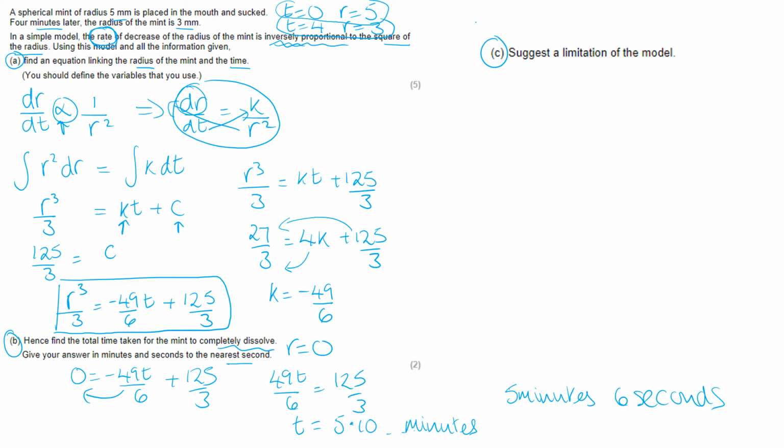So that's one limitation. Another one, it doesn't take into account the way people eat the mints. Some people might bite them and then you'd have no radius. So just thinking a little bit about this model being simple and what could happen and the limitations. There would be quite a few that you could have for part C, and part C was just 1 mark.